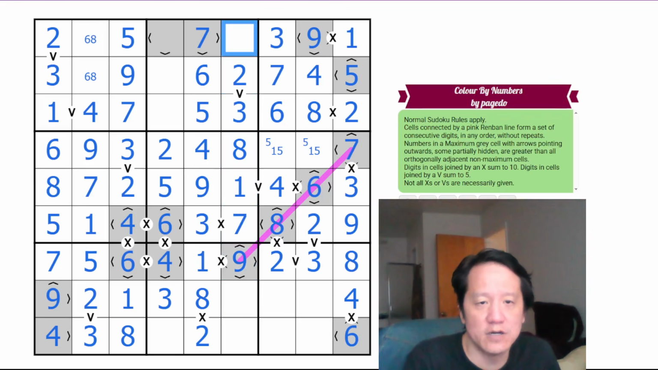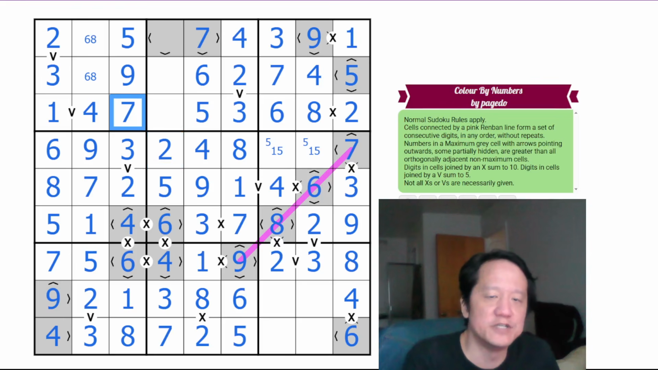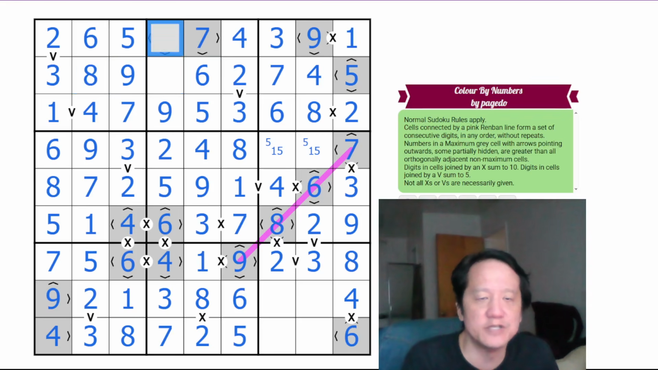Remaining digits in column 6, we have 4, 5, and 6. So 5 and 6 cannot be here because of the 5, 6 in the box, so that's 4. That leaves us as 5, 6. This can't be 6 because of 6 in the row, so it's 5 and 6 there. Remaining digit in this lower central box is a 7. Remaining digit in row 3 is a 9. 6 eliminates 6 here, so it's 8 and 6. Remaining digit in row 1 is an 8. Remaining digit in row 2 is a 1.